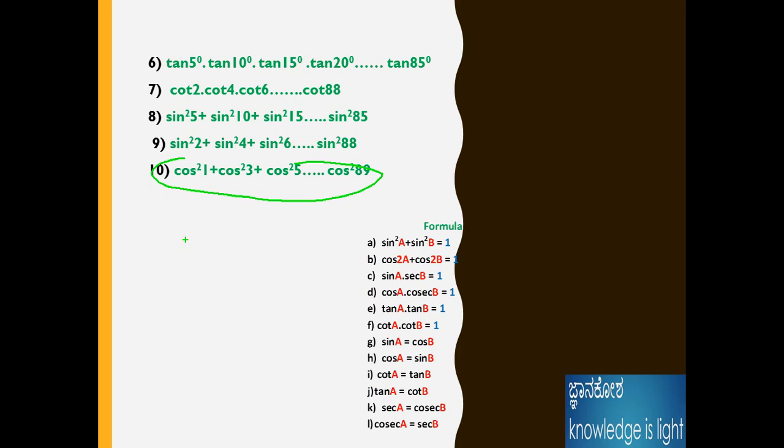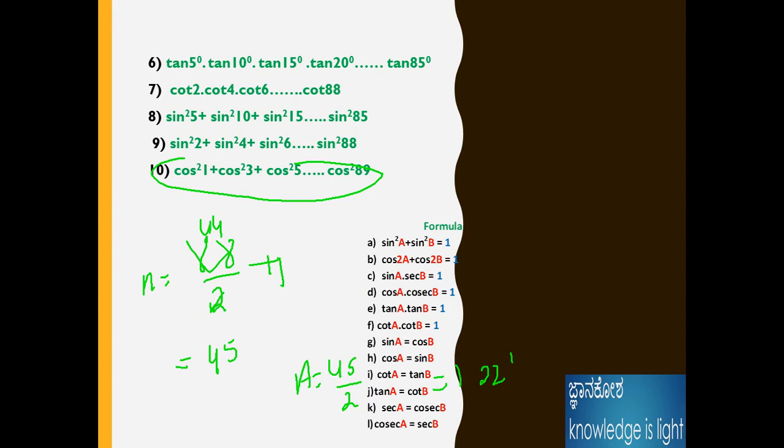Okay, 89 minus 1 is 88 by 2, the n term I am calculating, plus 1. Therefore 44 plus 1 is 45. Therefore the A is equal to 45 by 2, nothing but 22.5, is the answer for this question. Like that we could solve any of the problems.